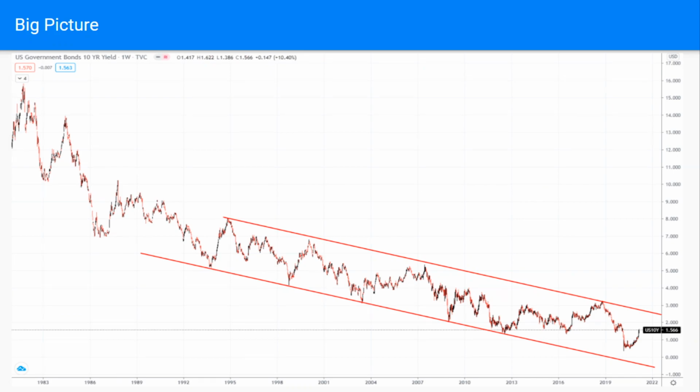However, now stepping back and looking at the big picture, here is a chart for interest rates over the past 20 years. Interest rates have consistently been going down over the past 20 years. In 2019 they were close to 3%, and that's where they peaked. And right now, they're at 1.5 or 1.6%.